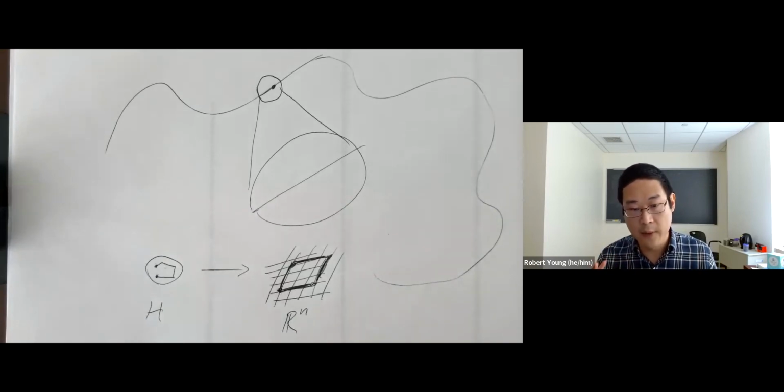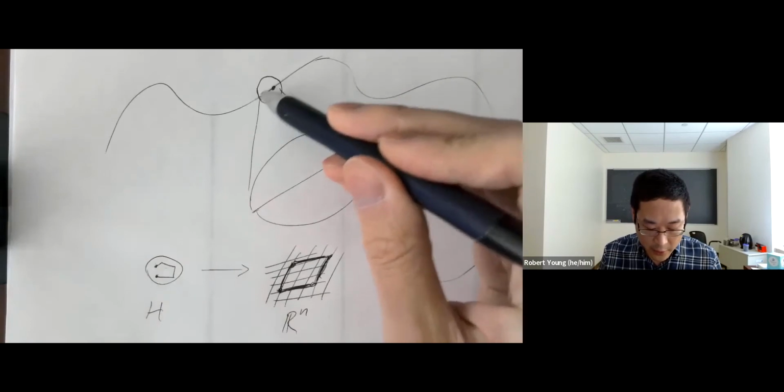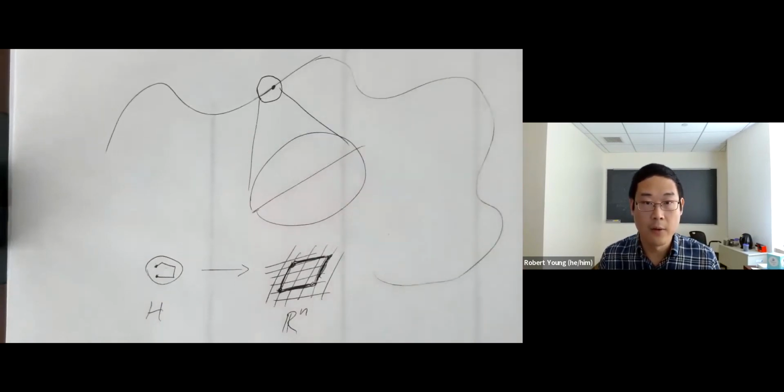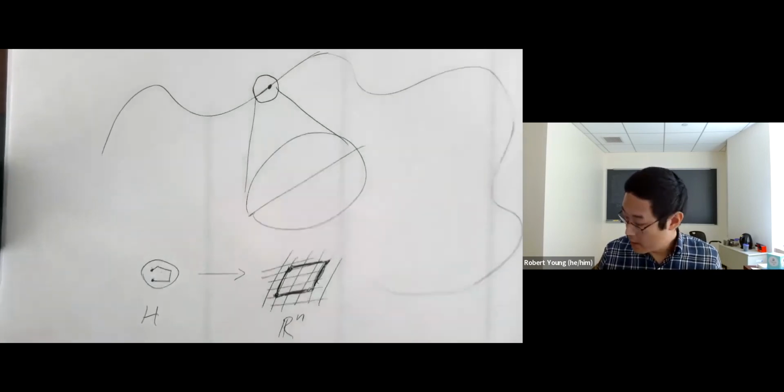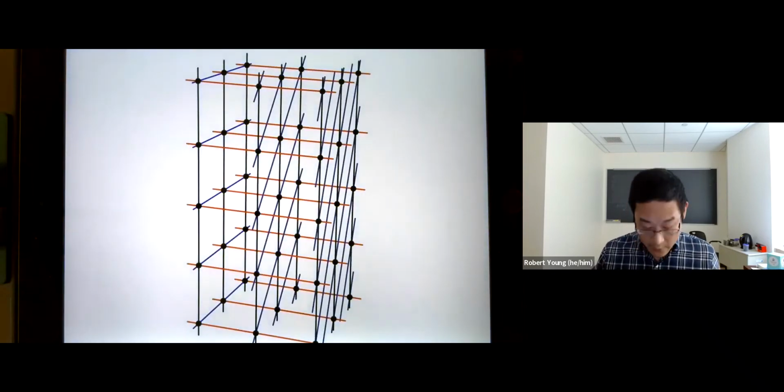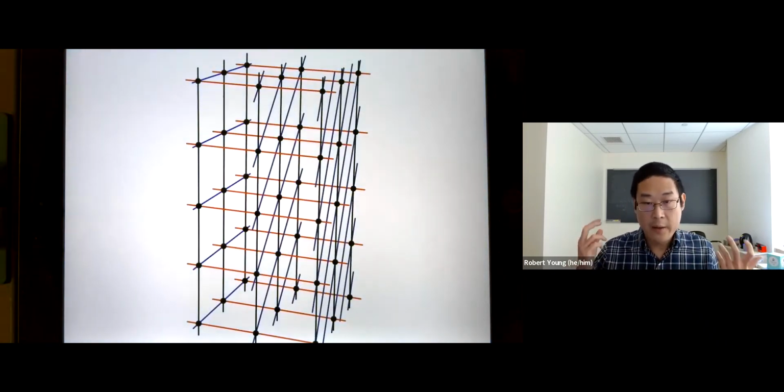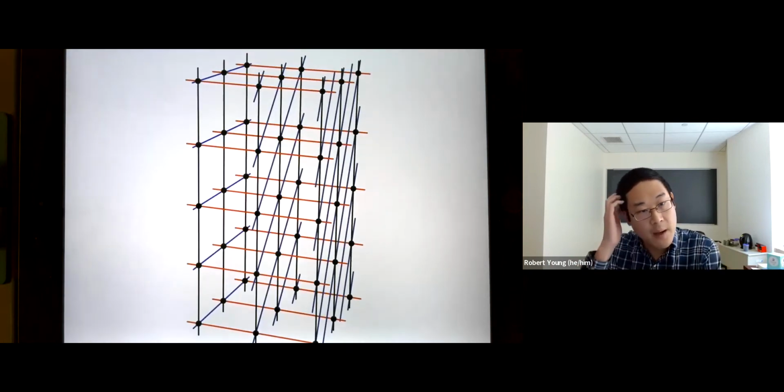So if the curves in the foliation are sent to curves that are too smooth, too differentiable on a ball or too close to a line on a ball, then the metric in that ball has to collapse. Is this okay so far? Okay. So that's roughly why there's no bi-Lipschitz embedding from the Heisenberg group into Rn.